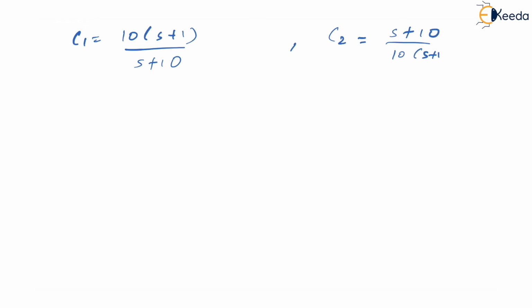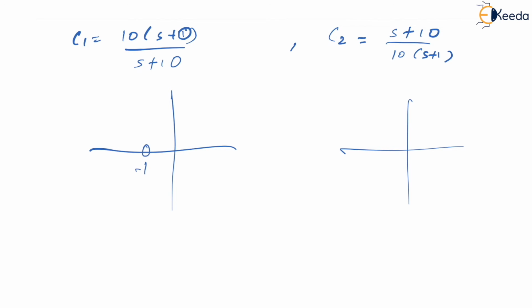Let us see that. For that, let me have the C1 transfer function first. Is it 10 into (s plus 1) upon (s plus 10), correct? What is the C2 transfer function? It is also the same, (s plus 10) upon 10 into (s plus 1). Now let me draw the pole zero plot. Definitely at -1 I have got a zero.